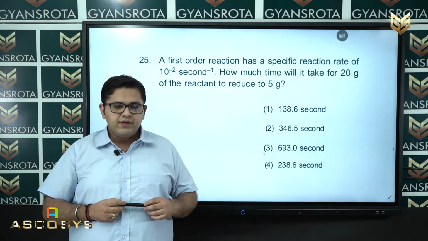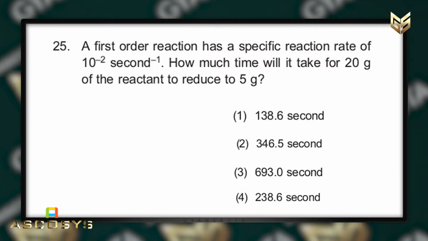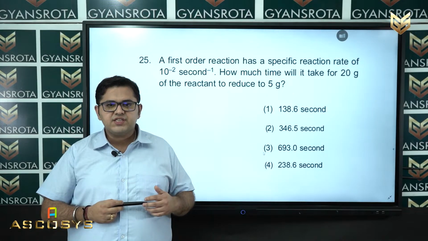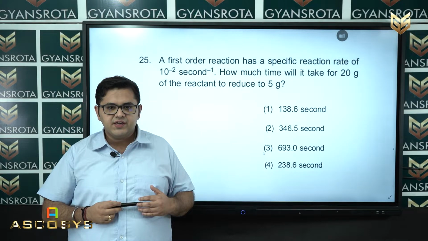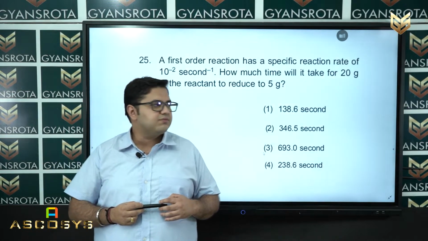So, question number 25 is on your screen. A first order reaction has a specific reaction rate of 10 to the power minus 2 second inverse. How much time will it take for 20 gram of the reactant to reduce to 5 gram? This question comes from your chemical kinetics chapter of class 12 NCERT. Now we are moving to the solution part.